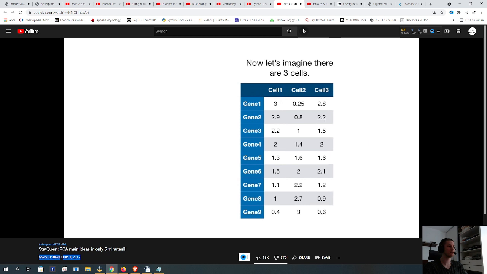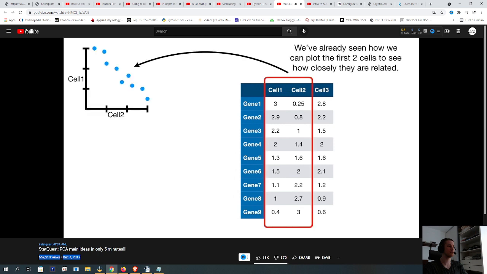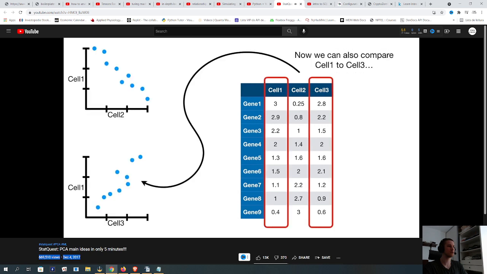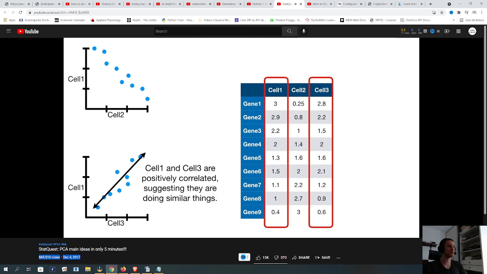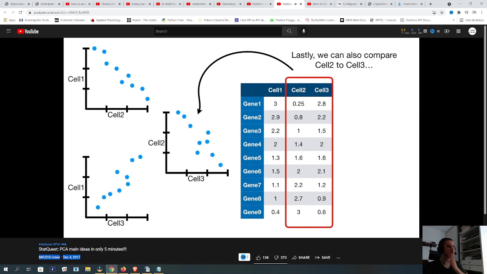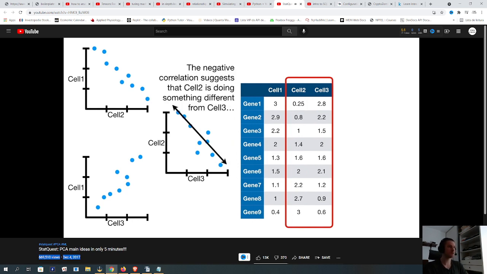Now let's imagine there are 3 cells. We've already seen how we can plot the first 2 cells to see how closely they are related. Now we can also compare cell 1 to cell 3. Cell 1 and cell 3 are positively correlated, suggesting they are doing similar things. Lastly, we can also compare cell 2 to cell 3. The negative correlation suggests that cell 2 is doing something different from cell 3.